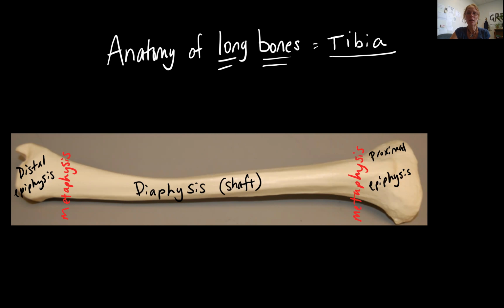And then in the connecting space in between the diaphysis and the epiphysis, you have this middle area called the metaphysis. So you would have 2 of these. So if we're going end to end, it's going to go epiphysis, metaphysis, diaphysis, metaphysis, epiphysis.